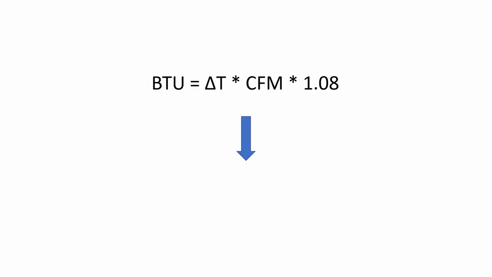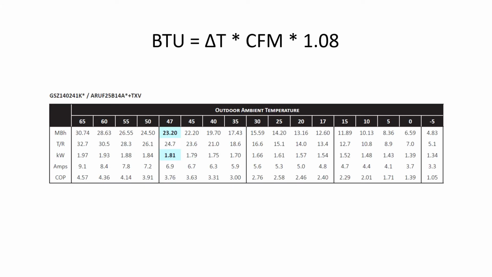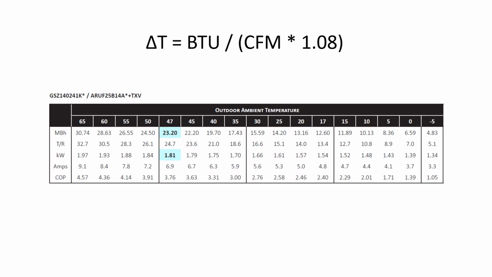During our verification, we'll change the formula and use a version of delta T equals our BTUs divided by the cubic feet per minute times our 1.08. We start by looking at the engineering data. We'll change our formula to find the temperature rise.